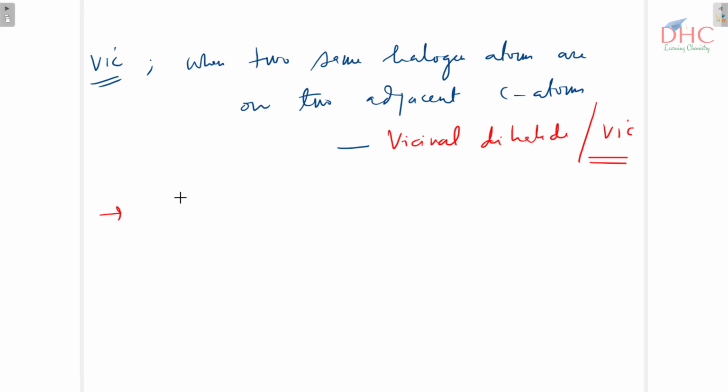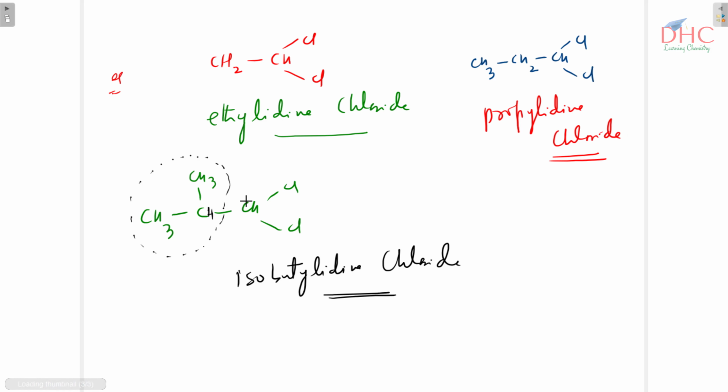How are they commonly named? One thing I missed telling you is, in case of alkylidine halides or geminal dihalides, there is one exception. I should write it here. There is one exception, and that is, if you have this geminal, meaning two halogens on one carbon, which is geminal, but there is only one carbon over here, so we call it methylene chloride instead of methylidine.